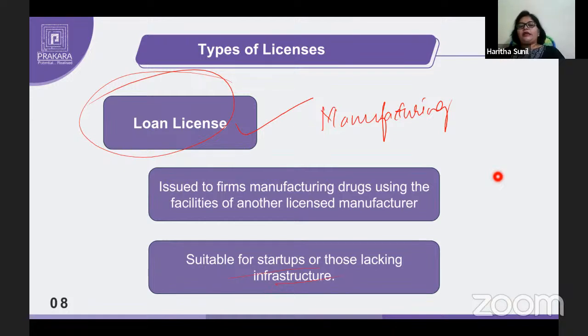And how the application has to be given, what documents are required, and the inspection: you have to apply to the CDSCO, providing the details about the manufacturer and whose facility they want to use. And then the documentation, like the agreement between the loan licensee and the licensed manufacturer, the details of the manufacturing site and the infrastructure, and then compliance with the GMP, everything has to be provided.